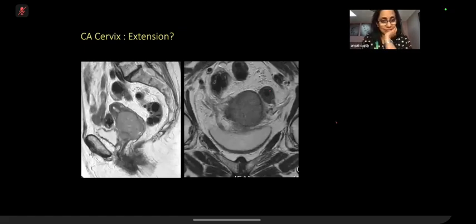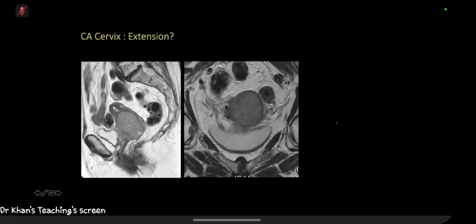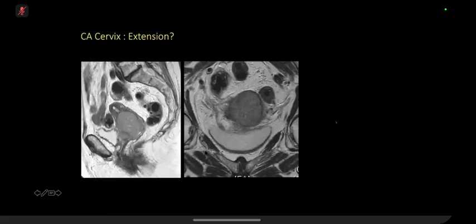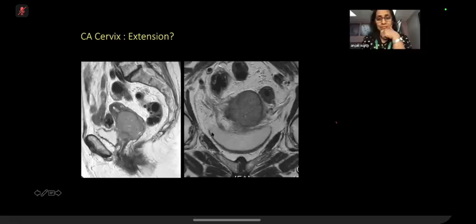What is the extension and what is the stage? So the stage here is the axial one. Describe the extension. I think there's extension inferiorly and anteriorly into the posterior wall of the urinary bladder. So I think that would make it a stage 4. Good. So this is a stage 4 disease.